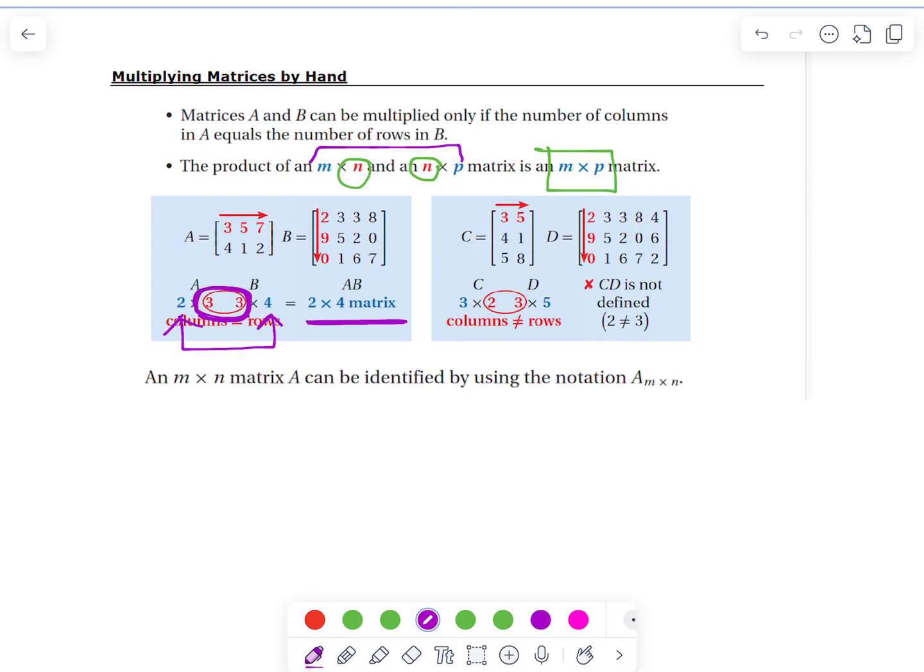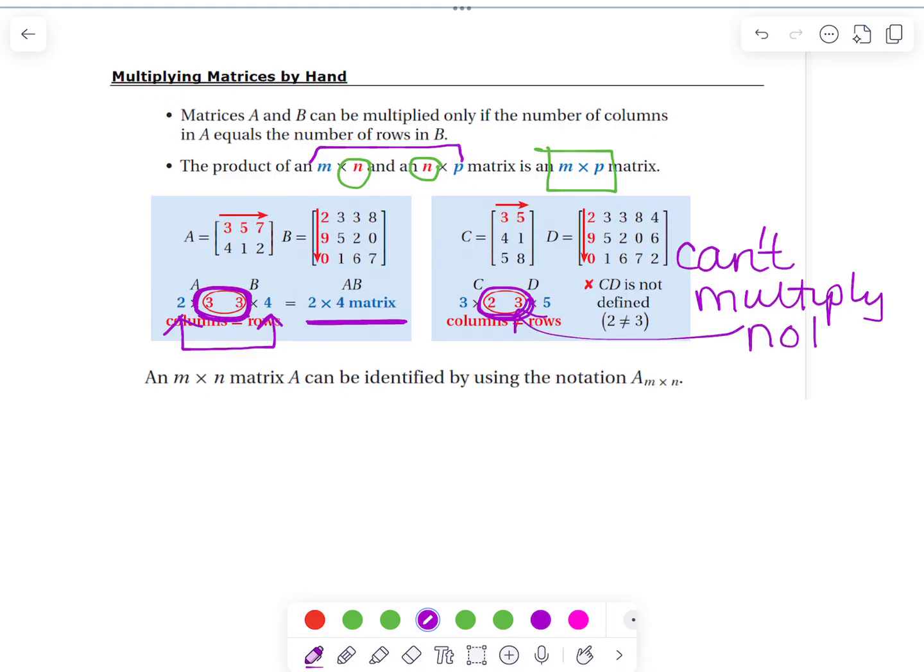So now let's show you a second example. Here's another matrix example with matrix C and D. We have matrix C, which is a 3 by 2, and matrix D, which is a 3 by 5. Notice these two numbers right here. They're not the same number, so you can't multiply them together, because those two numbers are not the same.